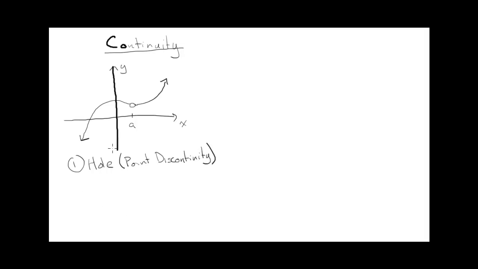This one's discontinuous because f at A does not exist. If the function doesn't exist at a point, then it's not going to be continuous. f at A does not exist.